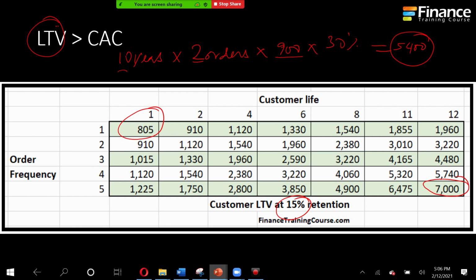Okay, but the assumption here is that this 30% means that once a customer comes back, he's going to stay for life. We're not evaluating the retention every year. We're simply saying once a customer comes back, he's going to stay with us for the remaining part of his life with us, which is about 10 years.